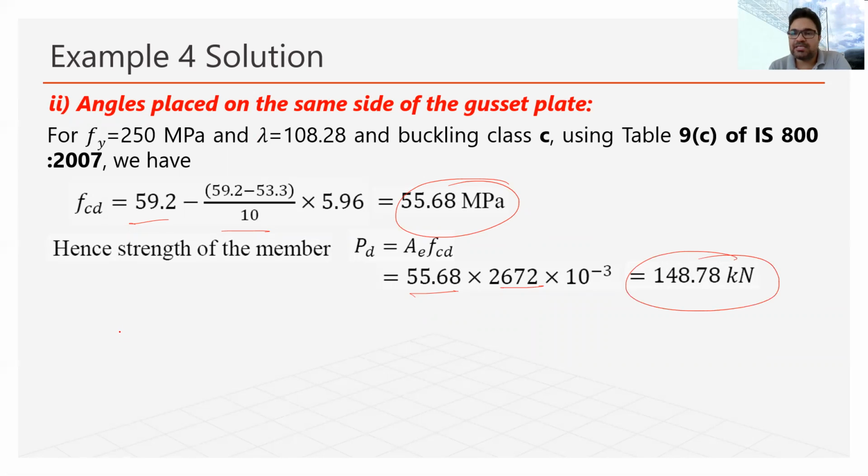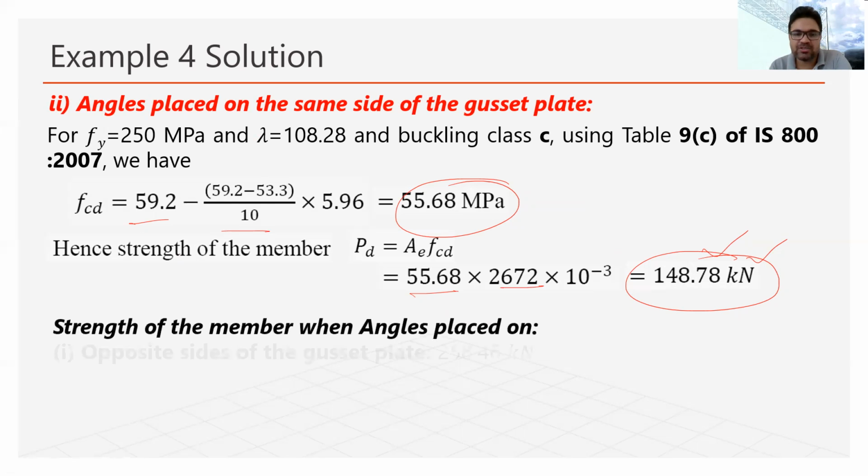Now you can see why it is low. When we provide angles on the same side, the eccentricity is more, and that is why the strength is low. Similarly, if we provide angle sections alternately on opposite sides, one on one side and the other on the other side, the eccentricity can be reduced and the strength of member will be larger.